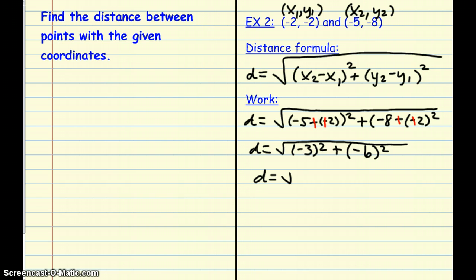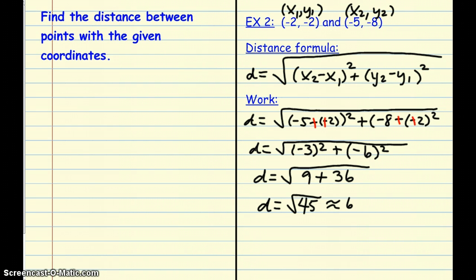So d equals the square root of negative 3 squared, which is 9, plus 6 squared, which is 36. Then d equals the square root of 9 plus 36, which is 45. 45 is not a perfect square, so again, depending on how the answer choices are, you would either leave it as the square root of 45, or you can find its square root, and that is approximately 6.71.